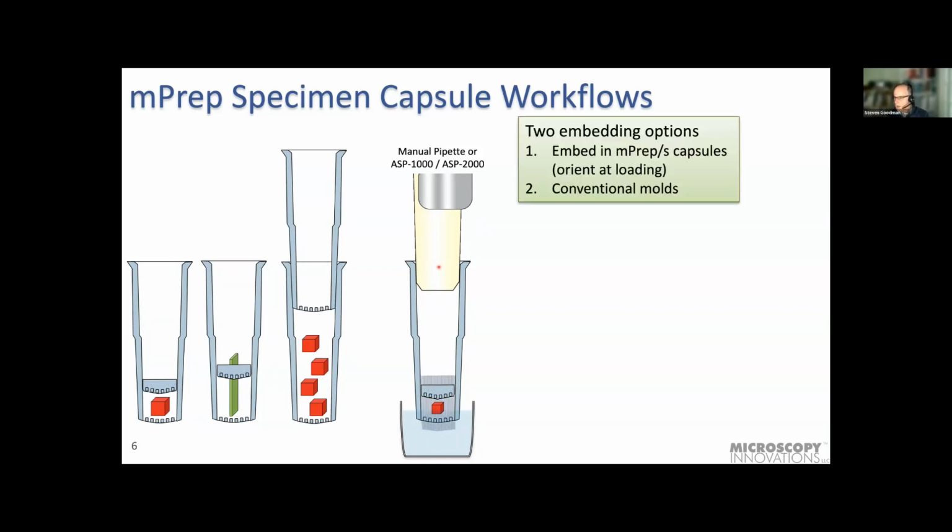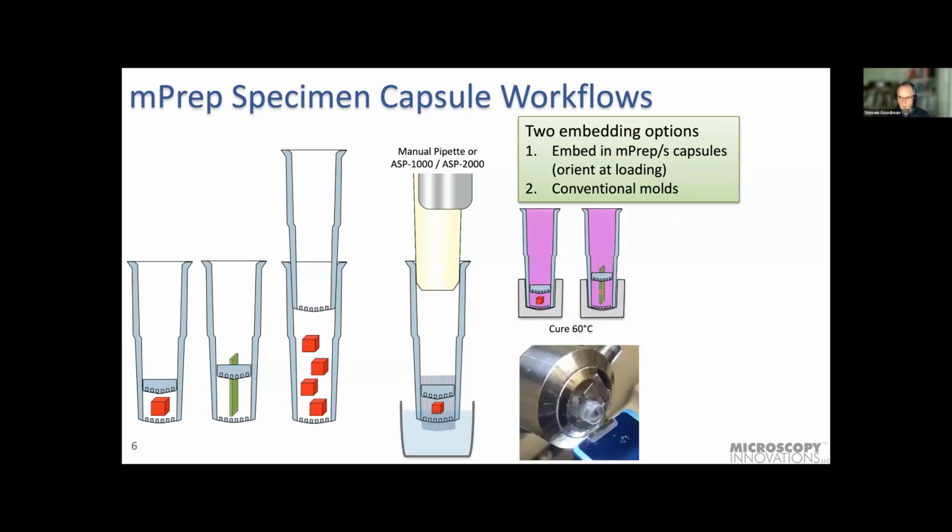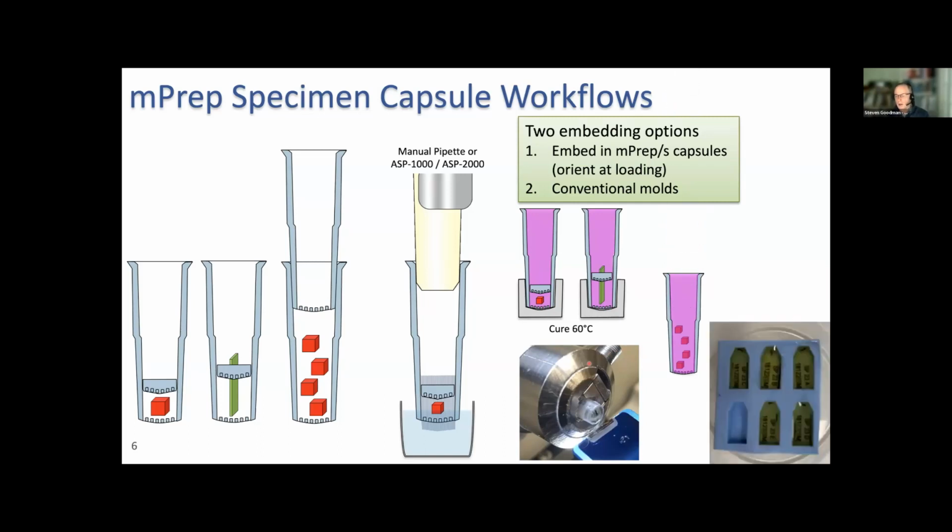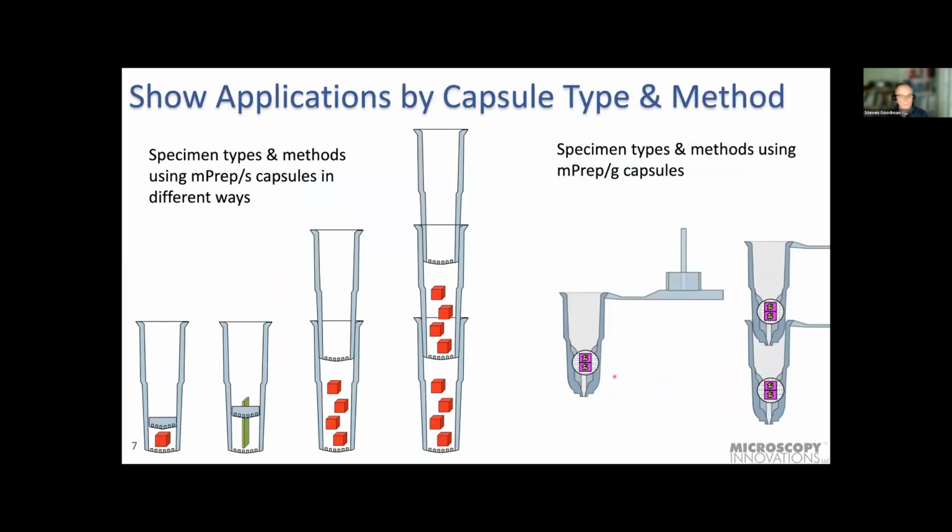There are also two embedding options. This gives users a lot of flexibility. One can embed directly in the mPrep capsules, as shown here, and cure them and then do the microtomy on them as well. I think I saw Phil Seifert is here. This is a picture from a poster that he presented that shows retina being sectioned in the microtome. One can also flat embed for multiple specimens by simply unloading them from the capsule assembly and placing them into a flat embedding mold here.